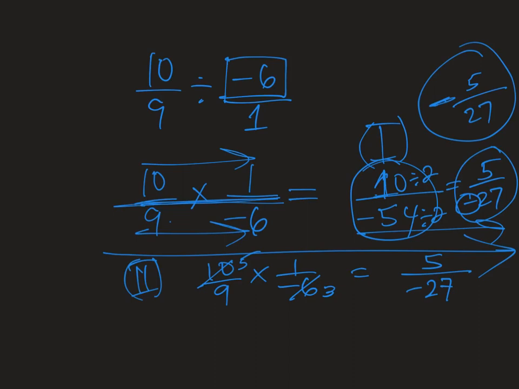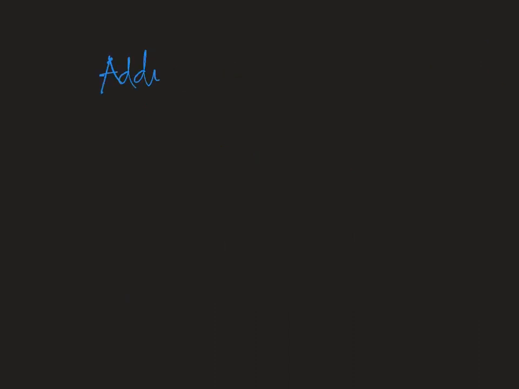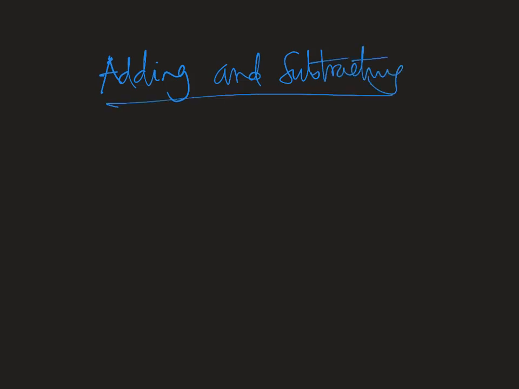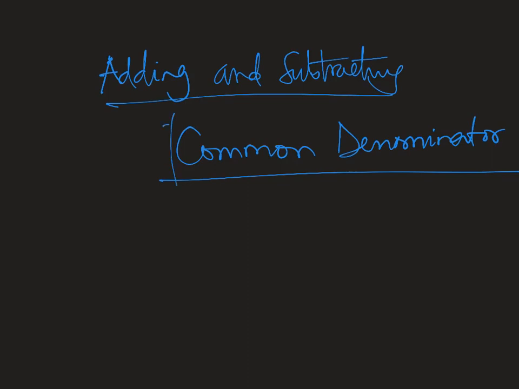Now let's go ahead and talk about adding and subtracting fractions. So remember, with adding and subtracting fractions, we need a common denominator. We did not need that for multiplying and dividing, but we need that for adding and subtracting. So we need a common denominator. Let's start with number 56.